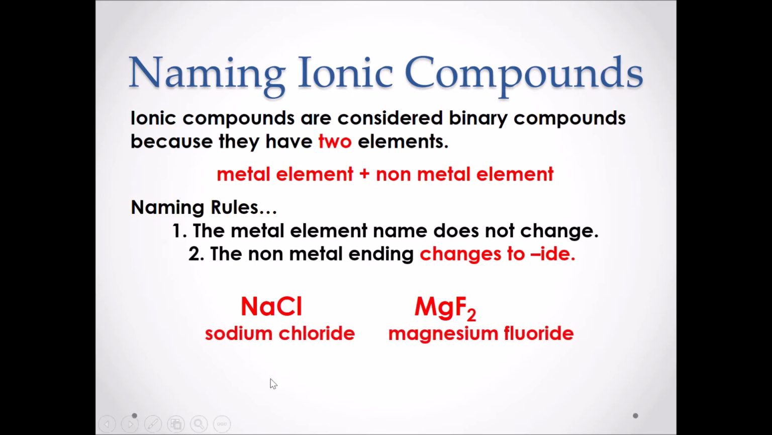If we look at our two examples, we have NaCl. That would be sodium and then chloride. We are changing the non-metal ending to IDE. In our second example, we have MgF2, which would be magnesium fluoride. Notice how we are not using prefixes in ionic naming. There are no prefixes because these elements only form in one specific ratio, so there is no need to identify the amount of each atom.